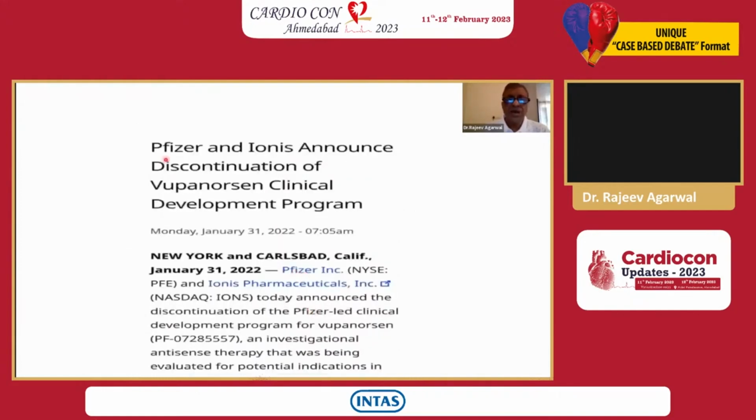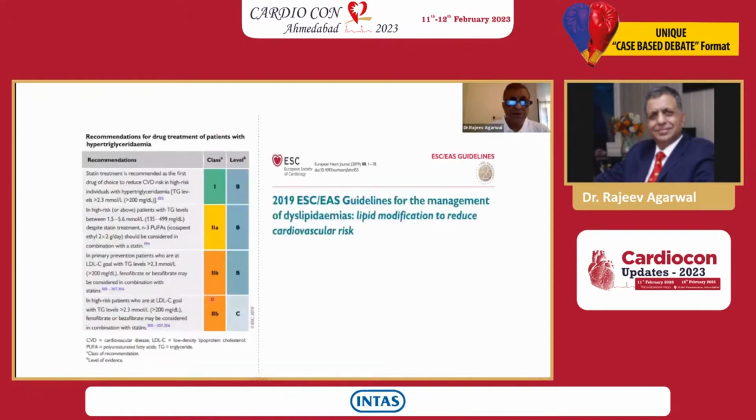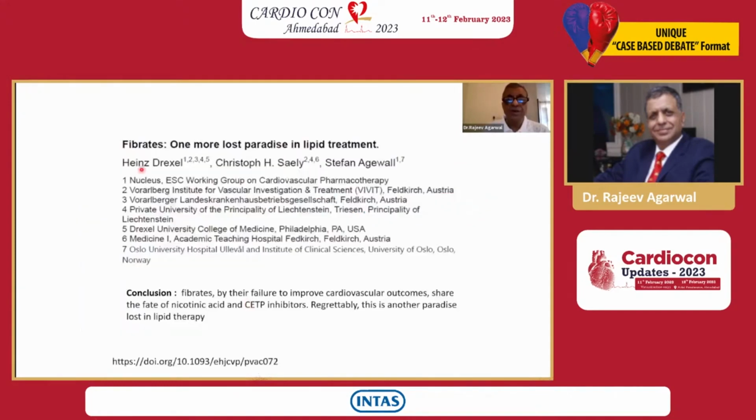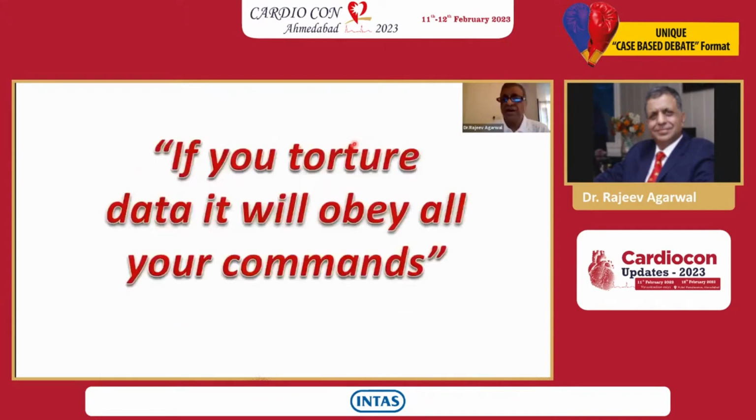There was another drug from Pfizer, specifically for TG lowering, and this drug also died and the trial was abandoned in January last year. So in high risk secondary prevention patients where you have achieved the LDL goal, the recommendation of TG lowering is 2bC. That means it is a very weak indication. And this is a recent editorial: fibrates, one more lost paradise in lipid management. So ladies and gentlemen, TG reduction is not really paying in terms of outcome benefit.